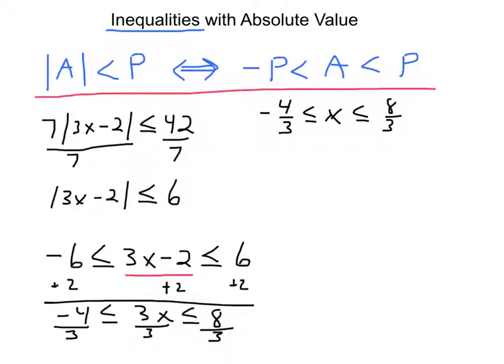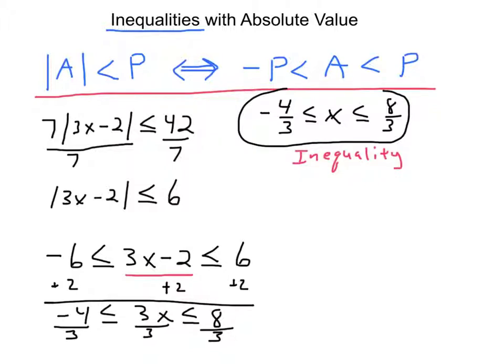Now, this is one way to express our answer. This is called an inequality. And this basically means that any number between negative 4/3 and positive 8/3 would make the original inequality come out to be a true statement if you were to plug it in. Now there's two other ways you could express your answer.